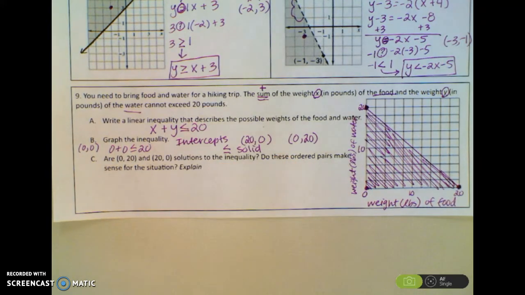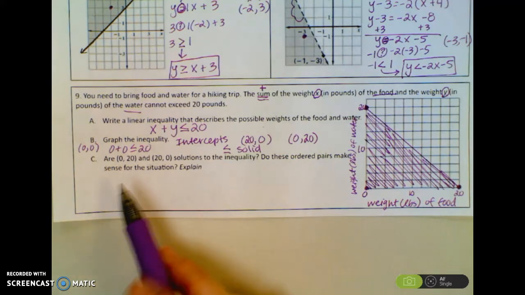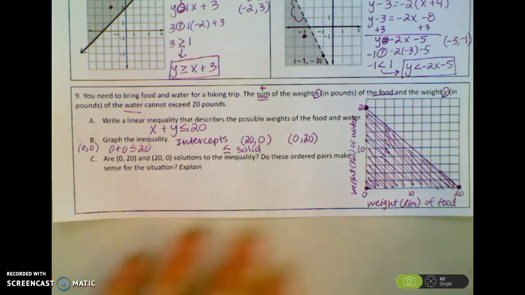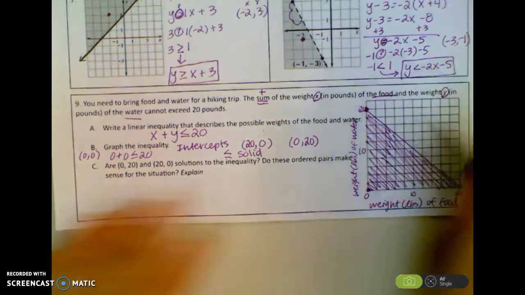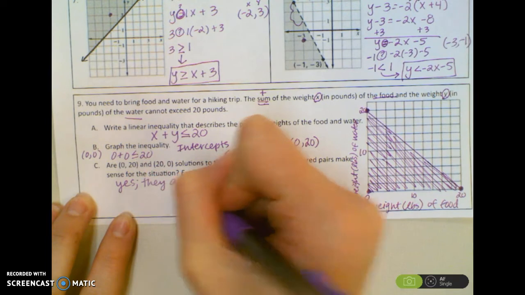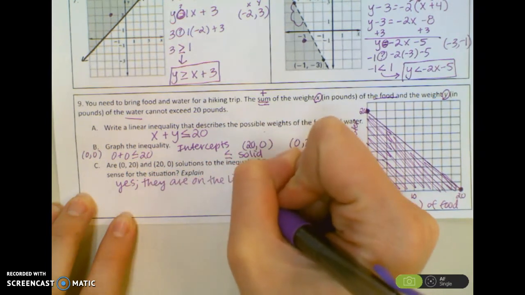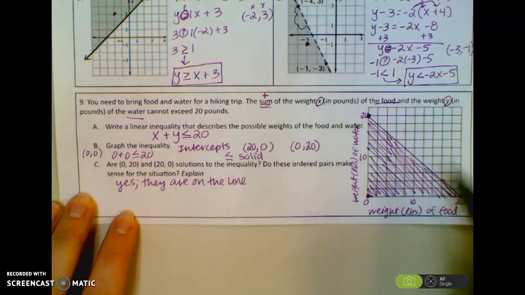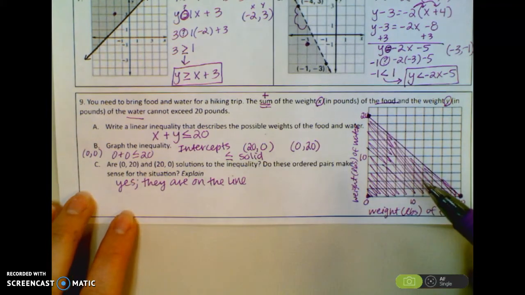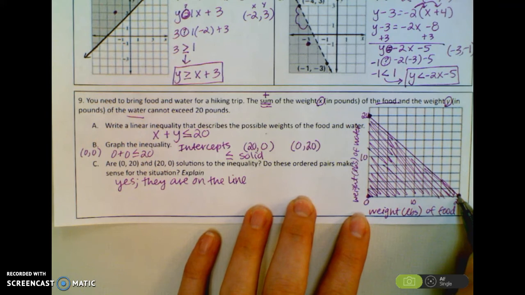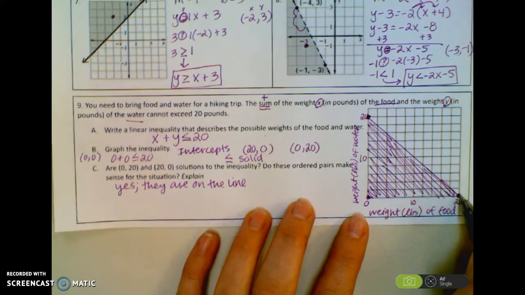All right, last thing we need to do is answer this question. Are (0, 20) and (20, 0) solutions to the inequality? Well, yes, they are. They are on the line of the inequality, so yes, they are on the line. They are solutions because they're on the line. They're included. But do those ordered pairs make sense in this situation? So this one here tells us we're bringing 20 pounds of food and 0 pounds of water. Does that make sense? To me, that does not, because we have to have water to survive.